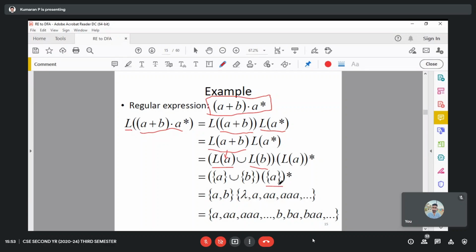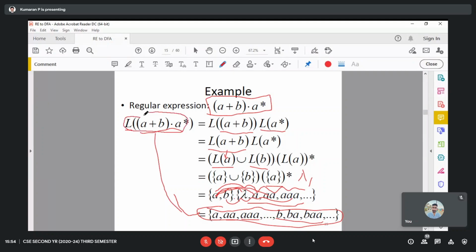Now I can come to a star. What is a star? Including the lambda, all combinations of a. Between these two, what operation do I have? Concatenation operation. Then what you can do is take one, multiply with all. Take this, multiply with all, then you can formulate the final strings. So a multiplied with the lambda, a only. A multiplied with another a, double a. Double a multiplied with a, triple a. Like this the a multiplication will go. Next b multiplied with everything, it will go like this. Then this is actually the collection of strings for this language. So both are the same. This is actually equal to this.